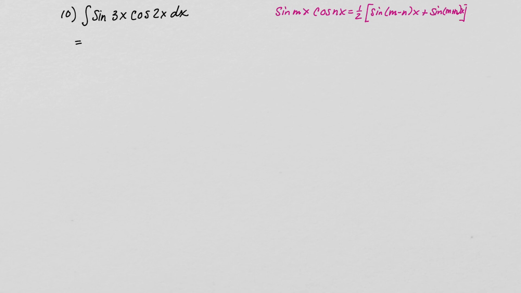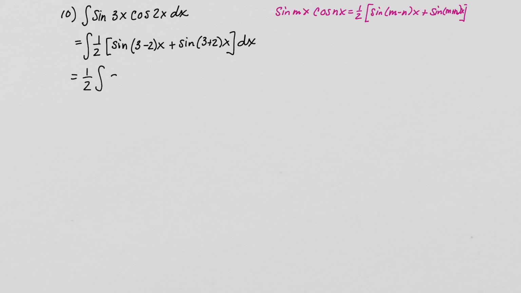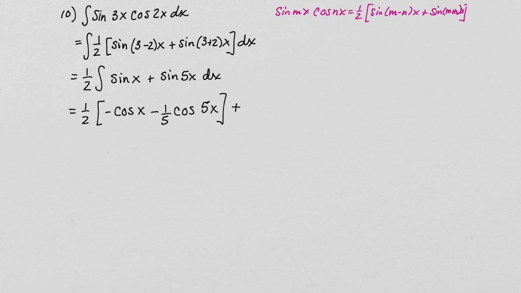If we do that here, this is going to turn into the integral of 1/2 times the sine of 3 minus 2 x plus the sine of 3 plus 2 x dx. I can factor the 1/2 out in front. So 1/2 the integral of the sine of x plus the sine of 5x dx. If I integrate each of them, I have 1/2 times the integral of sine x, which is minus cosine x. The integral of sine of 5x is minus 1/5 the cosine of 5x plus c.